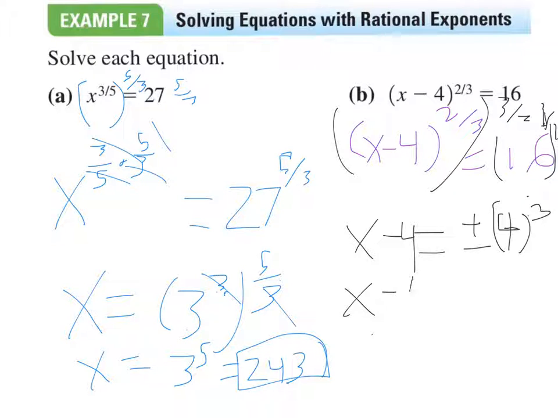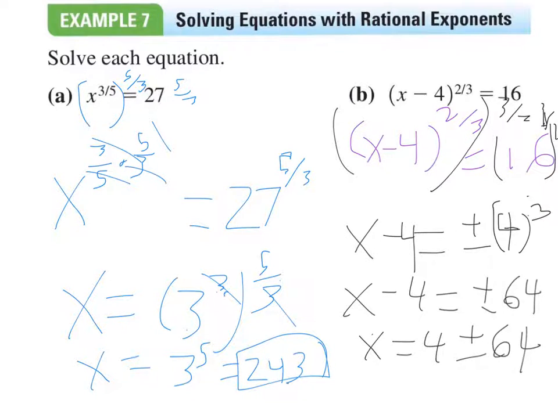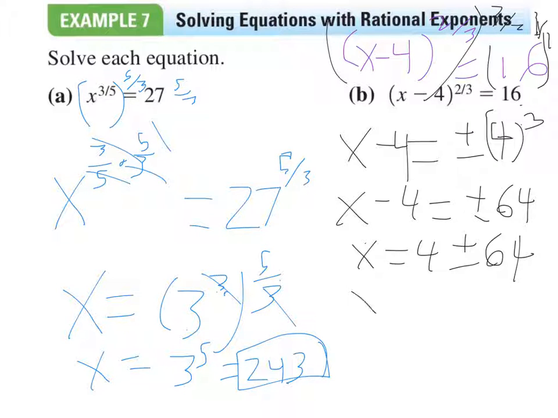That'd be x minus 4 is equal to positive or negative 4 to the third, which is just 4 times 4 times 4, which would be 64. So x is equal to 4 plus or minus 64. So x is equal to 4 plus 64, which is 68, or 4 minus 64, which is negative 60.